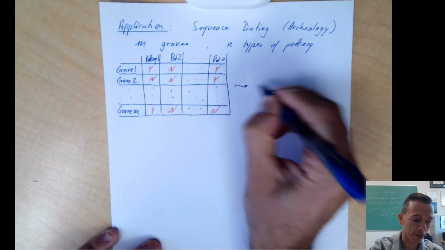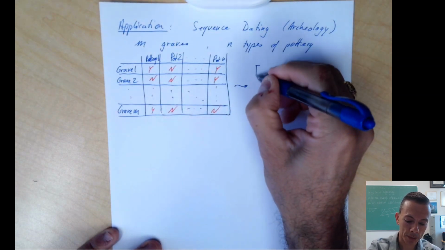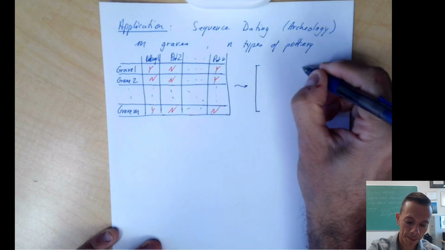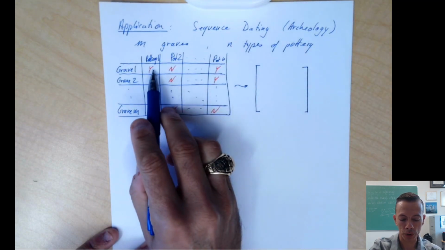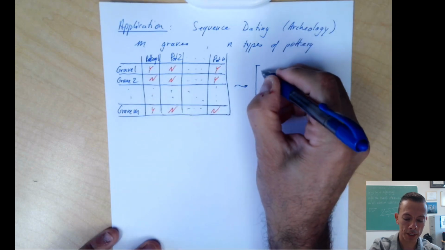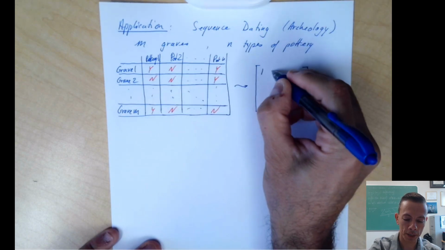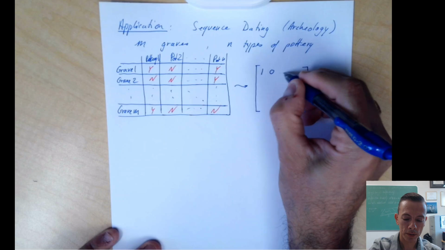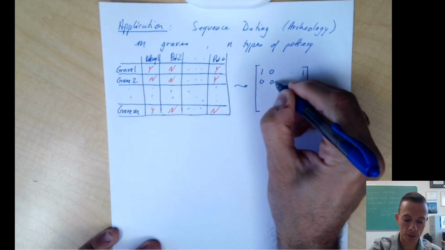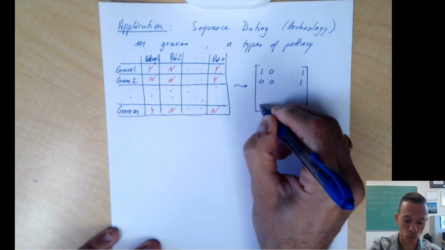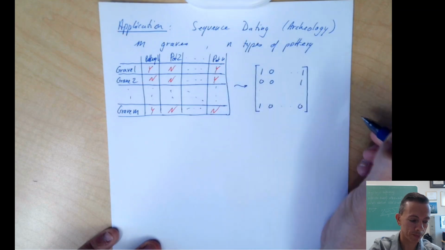Okay, so this table very naturally gives rise to a matrix, you see. It's a matrix that recapitulates the information of the table. You put a 1 if the answer is yes, and a 0 if the answer is no. So here you would have 1, 0, here you would have 0, 0, 1, and then at the bottom 1, 0, 0.